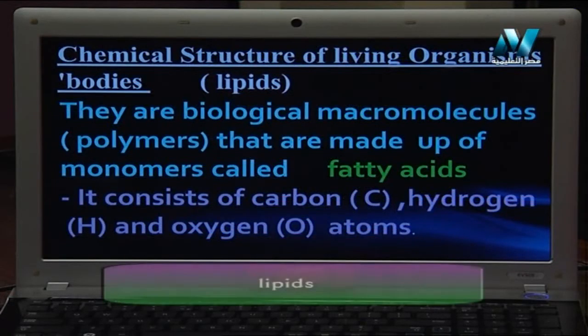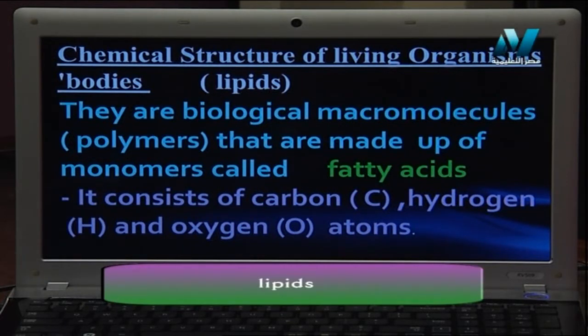This is a big molecule. These big molecules are made of carbon and hydrogen in their structure, because these are organic macromolecules. We have carbohydrate, which we studied last episode. Today we'll talk about the lipid. The lipid is the second type of biological macromolecules found inside your body. Its monomer, we call it fatty acids.